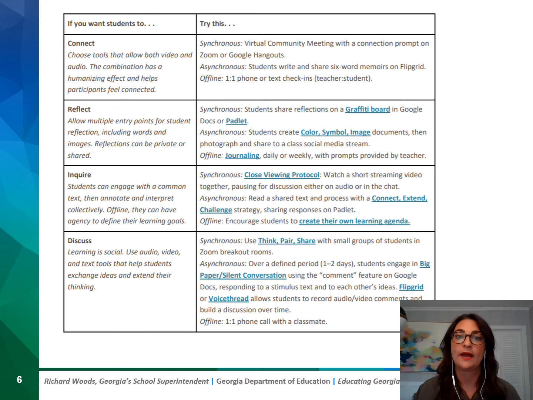The last thing I'll point out in this resource is that the strategies offer you a structured way to give the power back to the students for it to be student-centered. As a classroom teacher, I personally would sometimes set up a scenario and then expect my kids to discuss. And if I didn't have that structured strategy with it, it wasn't as successful. The discussion always had more impact and students were more engaged when I used a strategy like think, pair, share, or big paper silent conversation.